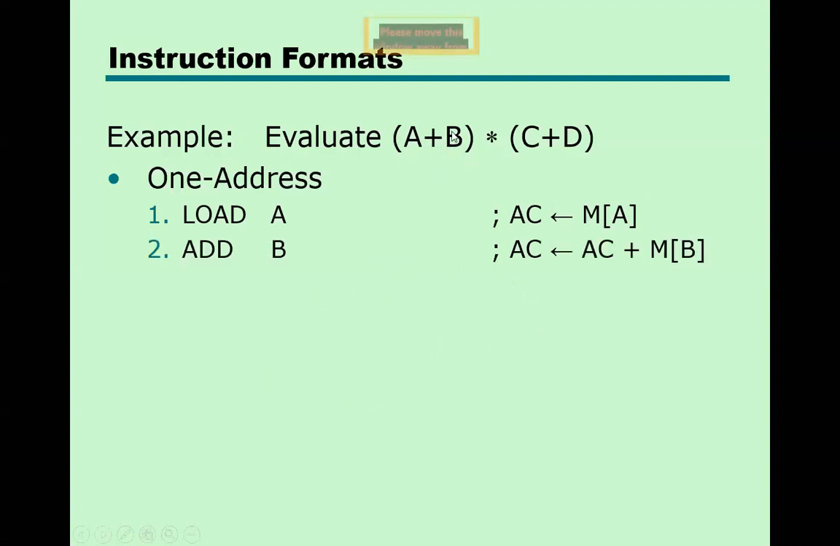At memory location B, whatever value is there, that value will be added with the accumulator and the result will be stored into the accumulator. So the accumulator is holding a result. That result we have to store into the temporary location. So store T, a temporary location, because again we have to calculate C plus D.